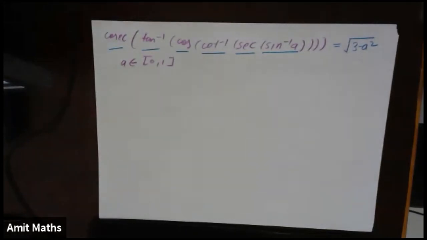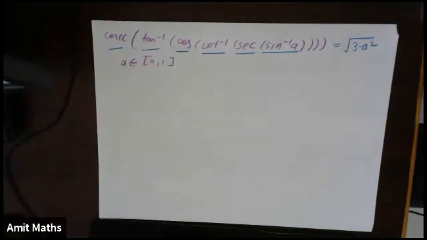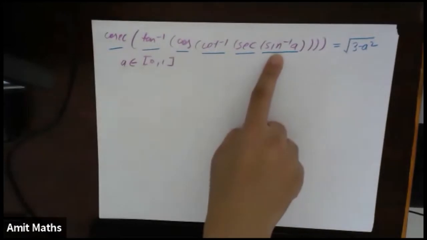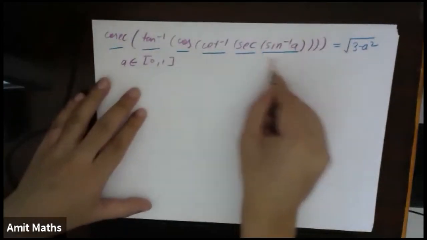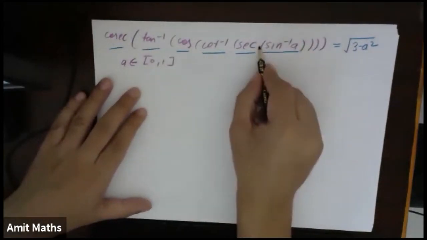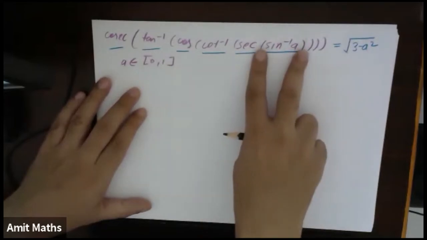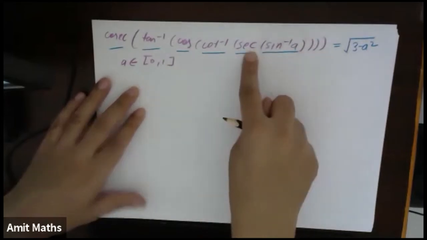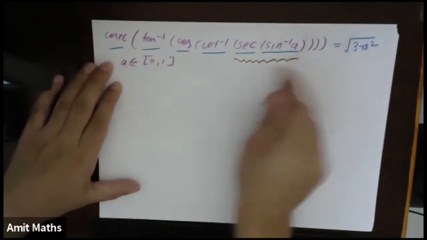So the way of solving these kinds of questions is simply to start from the innermost bracket. If we start from the innermost bracket, that means this is sine inverse of A, and this is sec, right? So I will also try to convert this sine inverse into sec form. Let's try to solve first for this one.